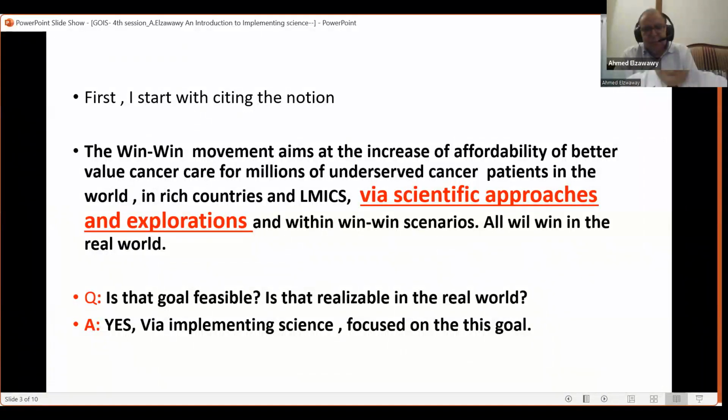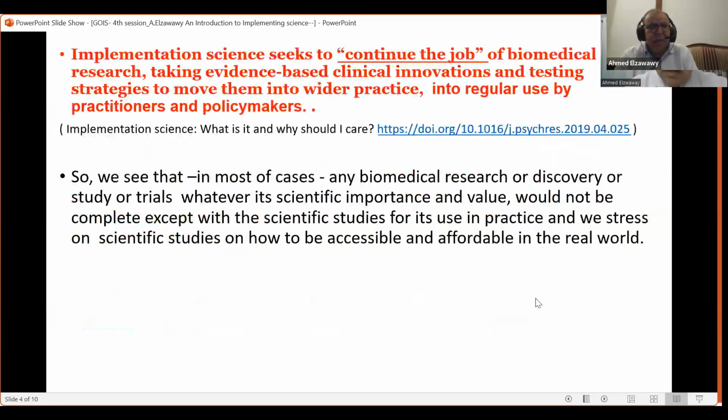Is that goal feasible? Is that realizable in the real world? Yes, via implementing science. Focus on this goal. That is why we say here implementing science.